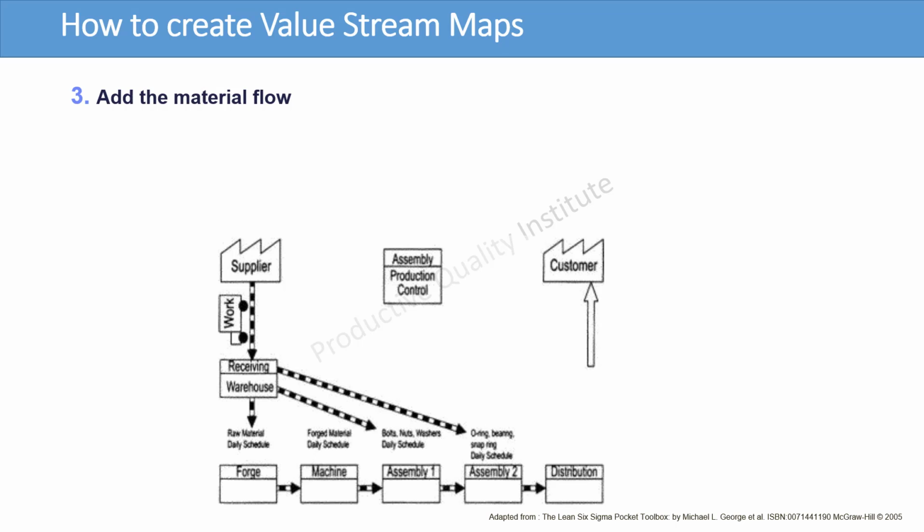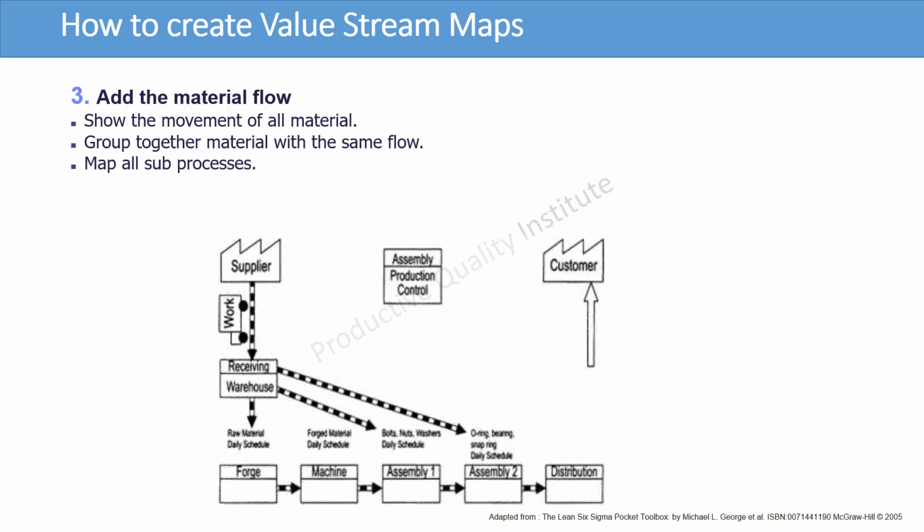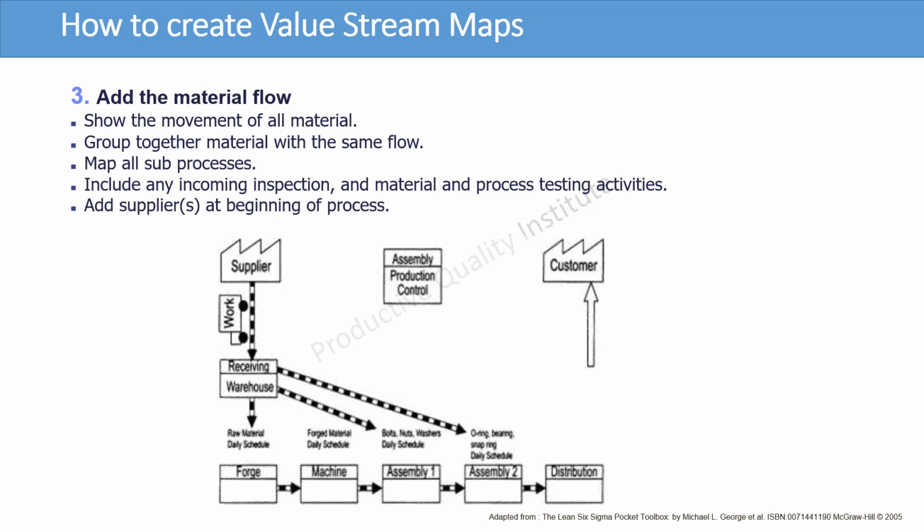3. Add the material flow. Show the movement of all material. Group together material with the same flow. Map all sub-processes. Include any incoming inspection, and material and process testing activities. Add suppliers at the beginning of the process.